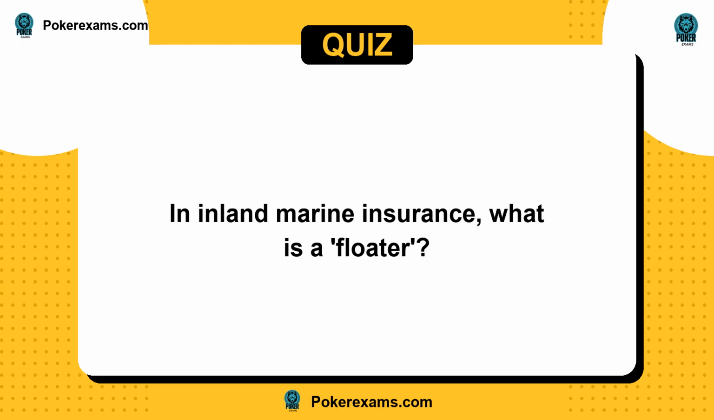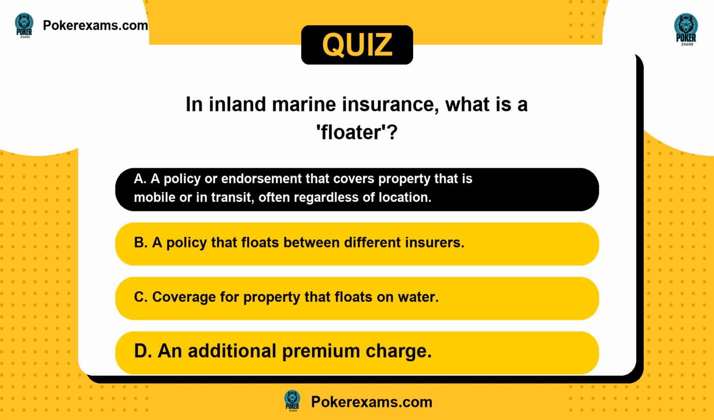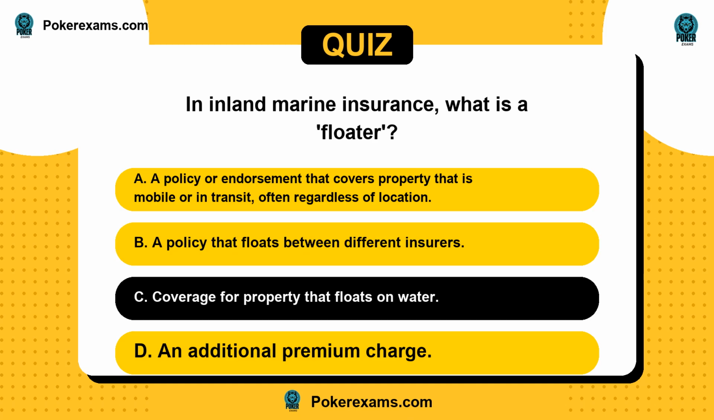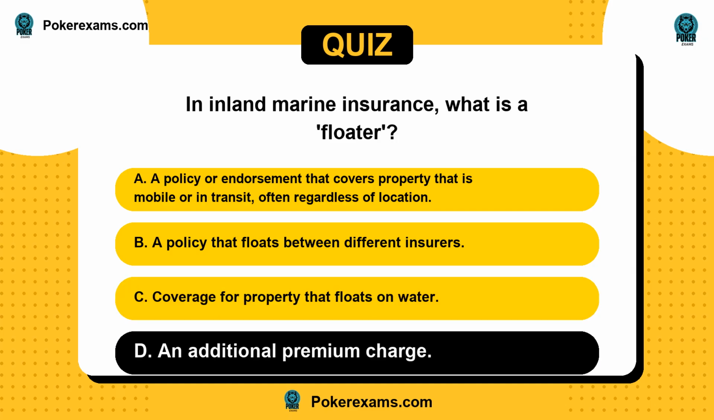Next question. In inland marine insurance, what is a floater? Is it A, a policy or endorsement that covers property that is mobile or in transit, often regardless of location? Or B, a policy that floats between different insurers? C, coverage for property that floats on water? Or D, an additional premium charge?